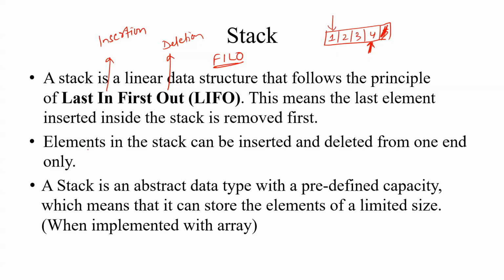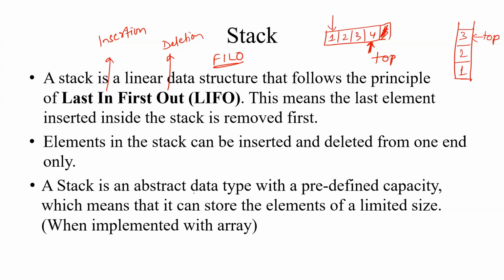So we can say that elements in the stack can be inserted and deleted from one end only, and that end we usually call top. Usually we draw the stack in the form of a vertical array, and whenever we get the last element, that element will be called the top element. That's why we name it top.